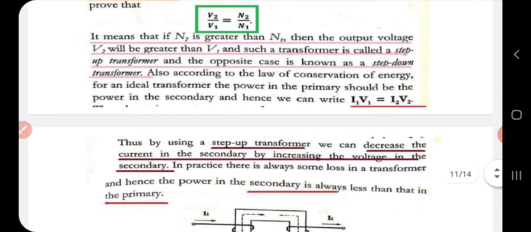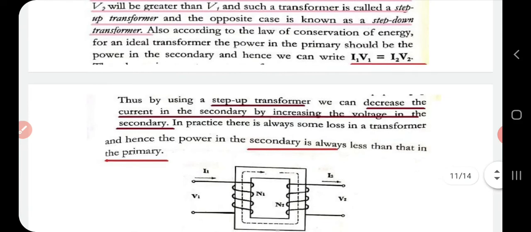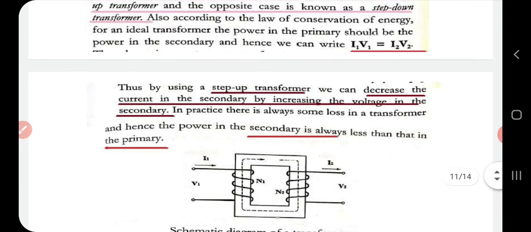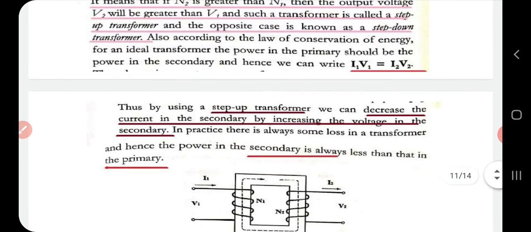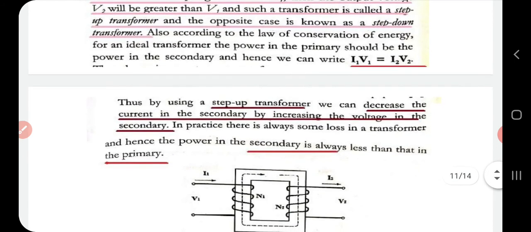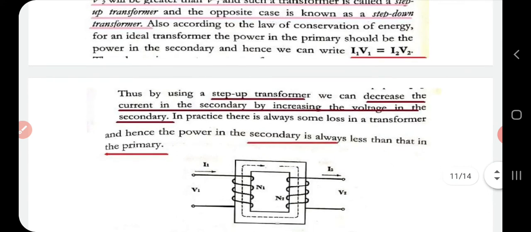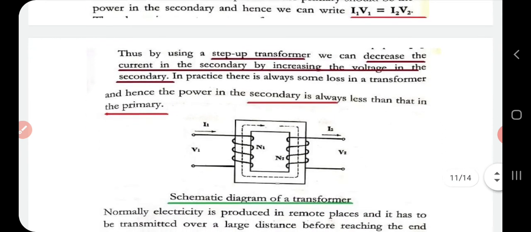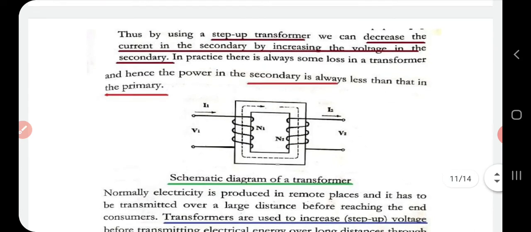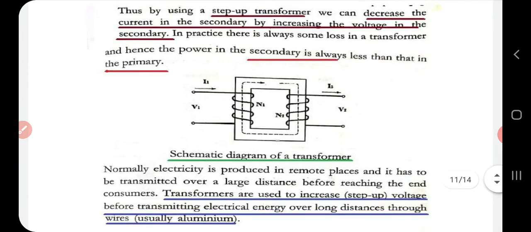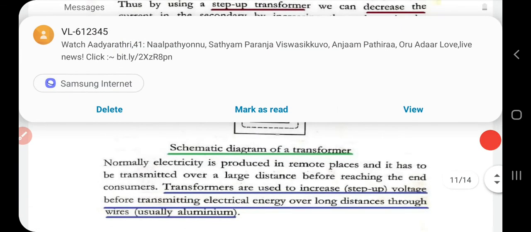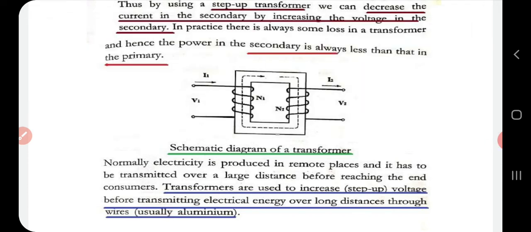Now, according to law of conservation of energy, for an ideal transformer, the power in primary should be the same as power in secondary. That is, power is current into voltage. So here power in primary, that is I1 V1, will be equal to power in secondary, that is I2 V2. Thus, by using a step up transformer, we can decrease current in the secondary. How? By increasing voltage in secondary. But however, there is always some loss in a transformer. So in such cases, the power in secondary is less than that in primary.